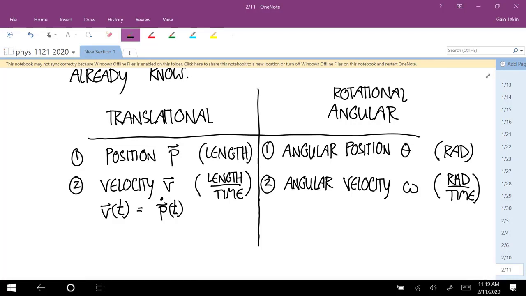And I said a lot of these, the relationships between these angular things are going to be similar to the relationships with the translational things. So if you had to guess, no one likes to guess without knowledge, but you had to, or they're going to take your dog. What would you guess is the definition of the angular velocity as a function of time? Yep, exactly. So this is the time derivative of the angular position.